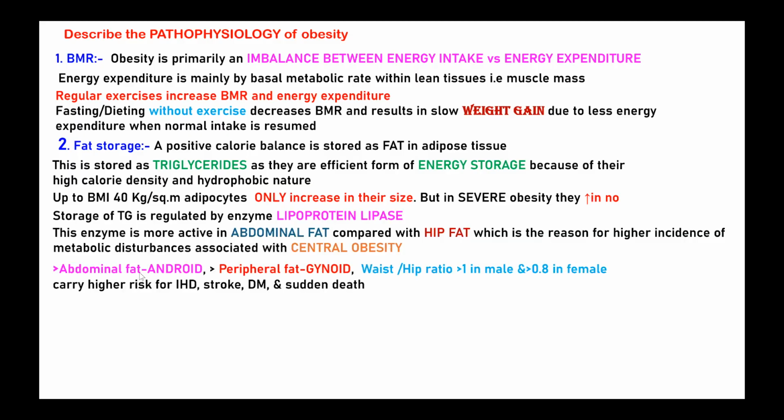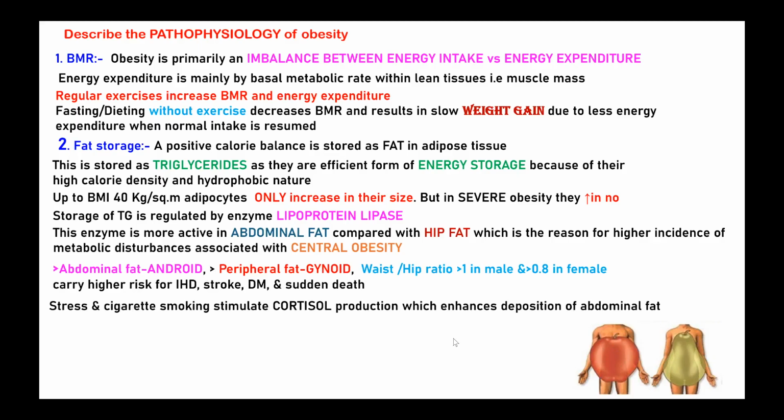When abdominal fat increases, it produces what is called the android type of obesity, and peripheral fat produces the gynoid type. A waist to hip ratio of more than 1 in males and more than 0.8 in females is considered a high risk for ischemic heart disease, stroke, diabetes, and sudden death. So this is how the apple and pear shape is described for men and women.